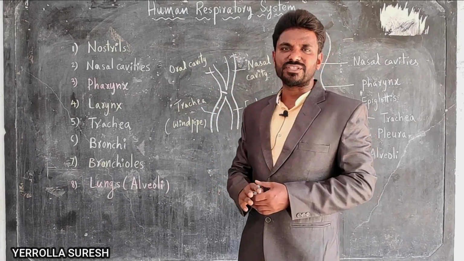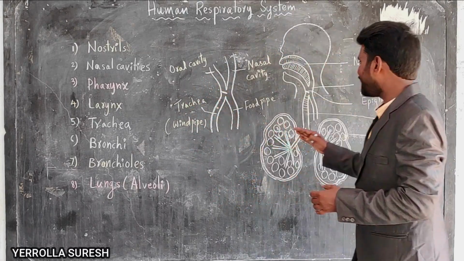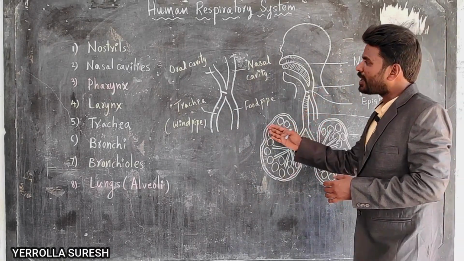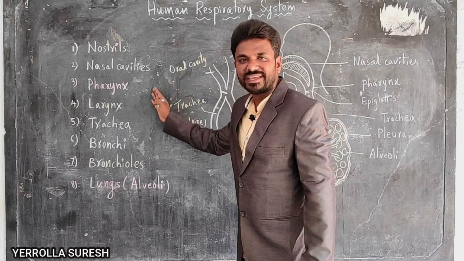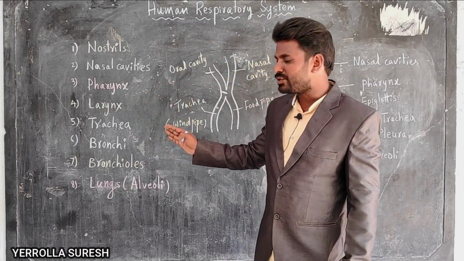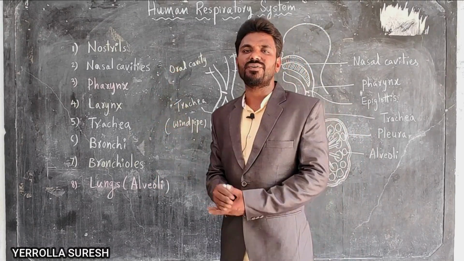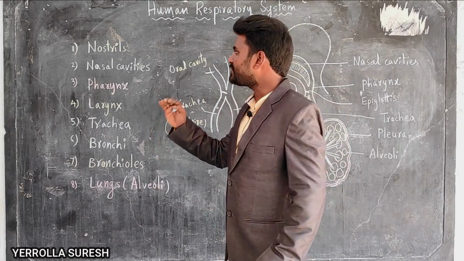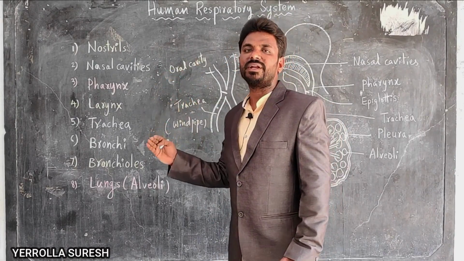What are the parts of the respiratory system? The parts of the respiratory system are like this. This is the diagram of the respiratory system. The parts are nostrils, nasal cavities, pharynx, larynx, trachea, bronchi, bronchioles, and the lungs, that means alveoli. All these are the parts of the respiratory system. Let's try to learn in detail, one by one, all the respiratory parts.